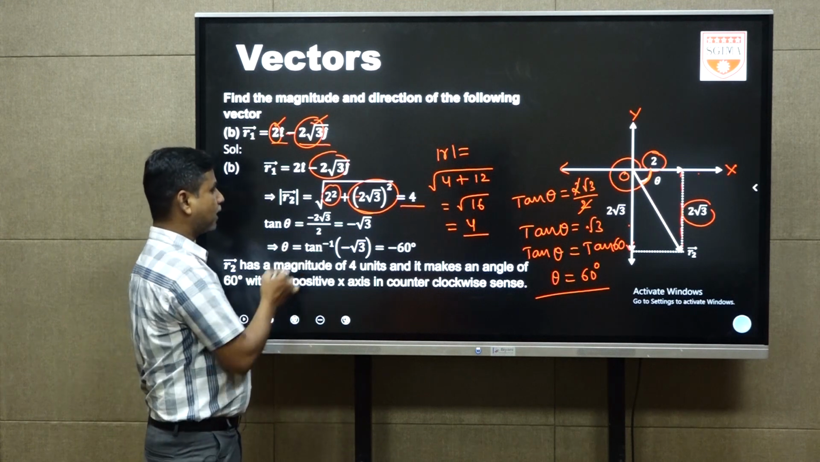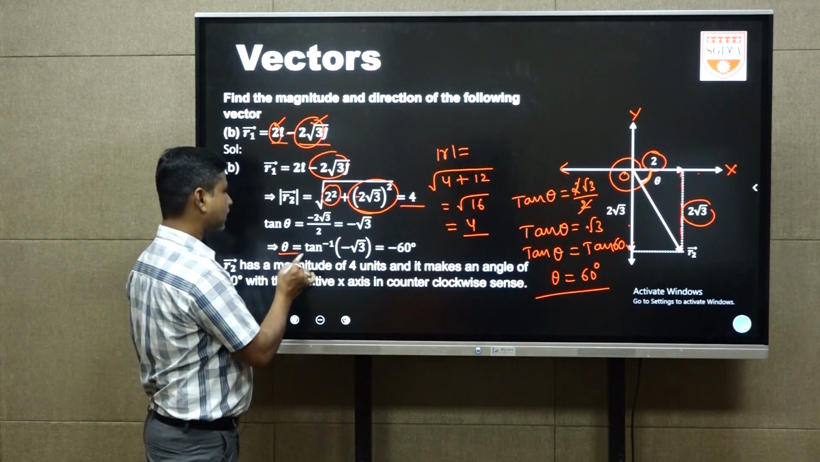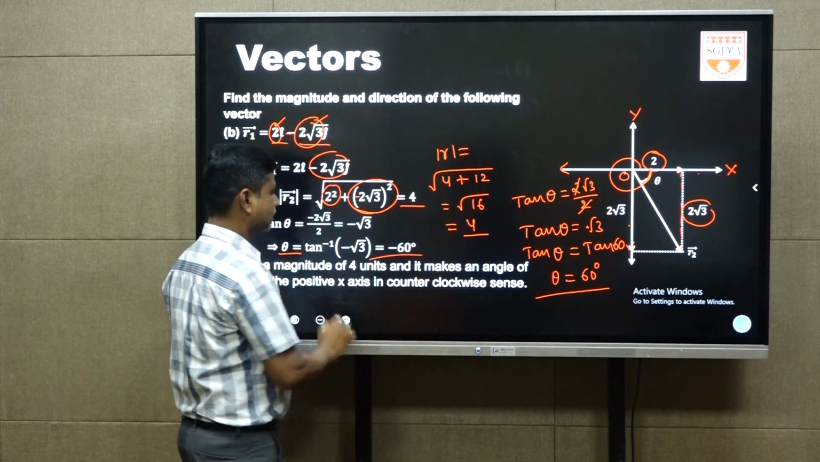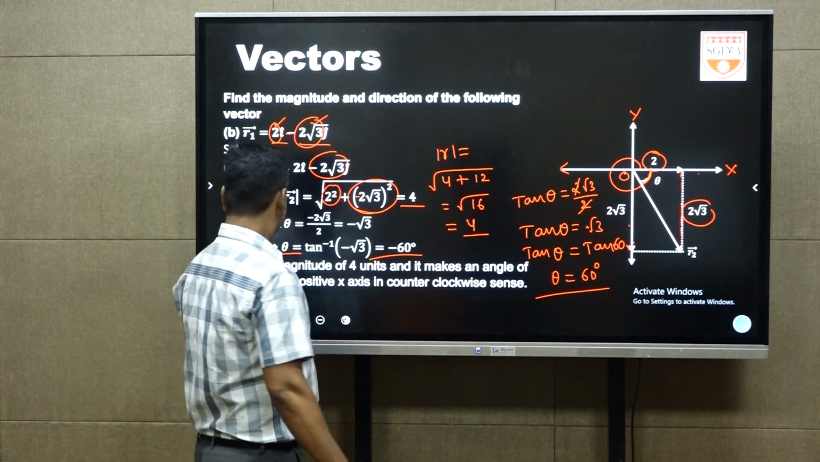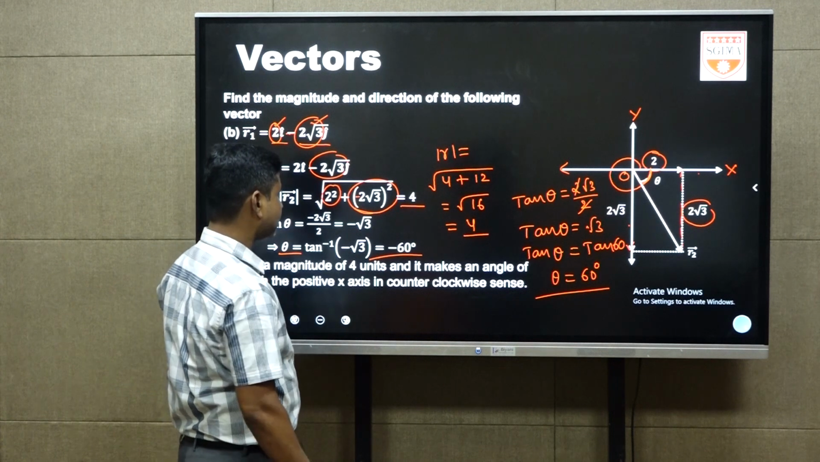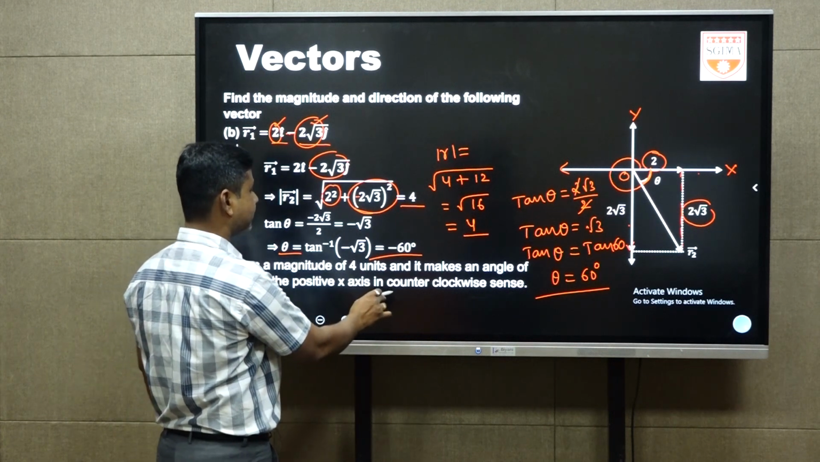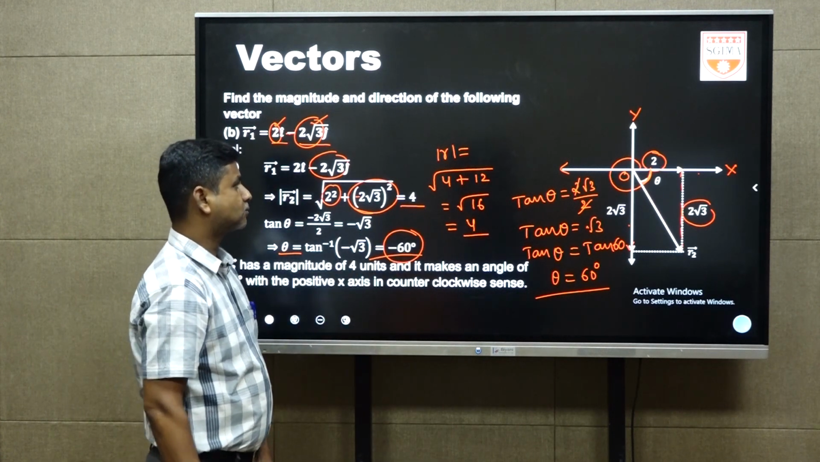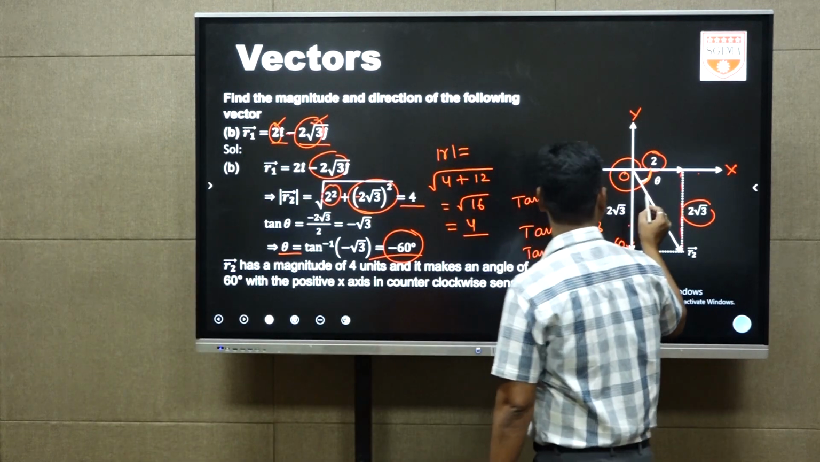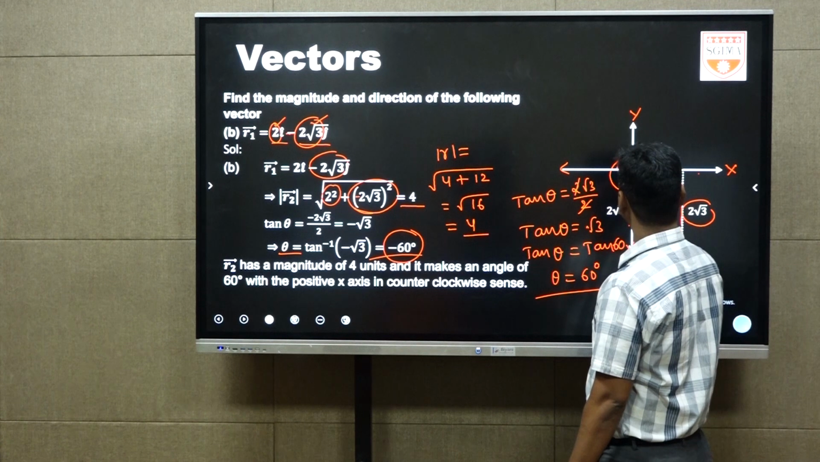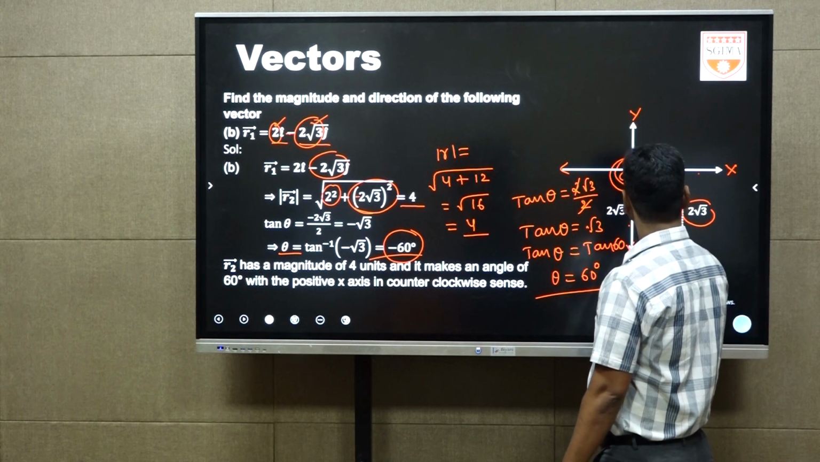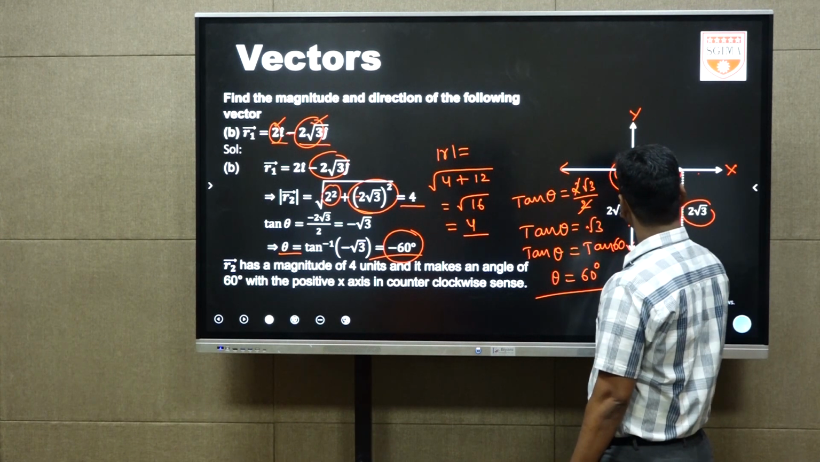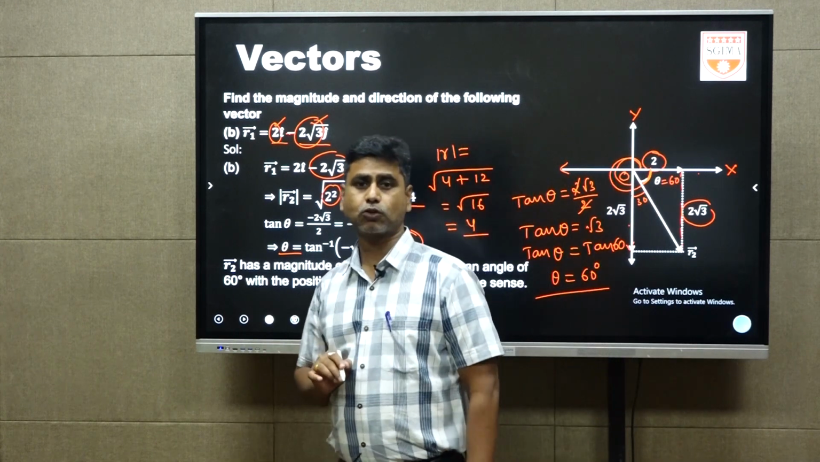Otherwise, in this form also, tan theta equals minus 2 root 3 by 2, that is minus root 3. Theta equals tan inverse of minus root 3, that is minus 60 degrees. So R2 bar has a magnitude of 4 units and makes an angle of 60 degrees with the positive x axis, where the negative sign represents the counterclockwise sense. Here this value is 90, this is 270, this value is 60, then this value can be taken as 30. This is 270 plus 30 equals 300.